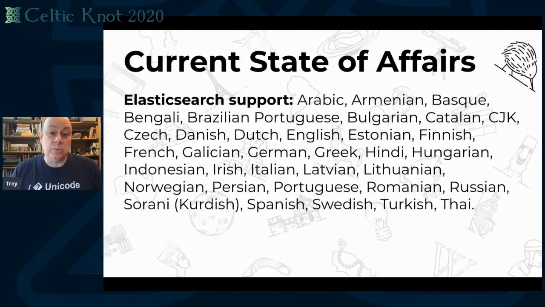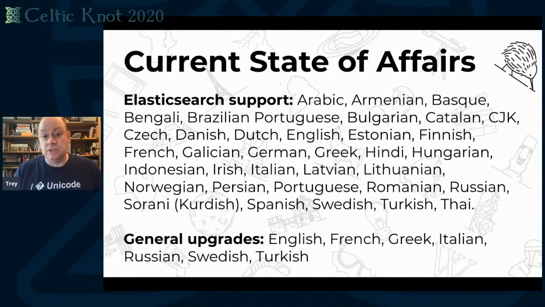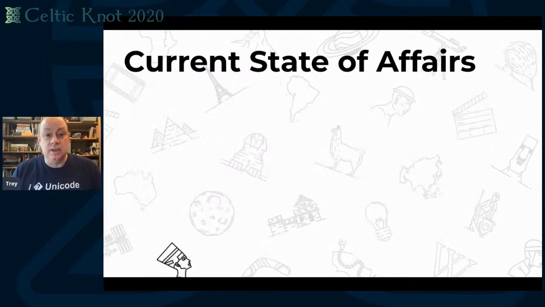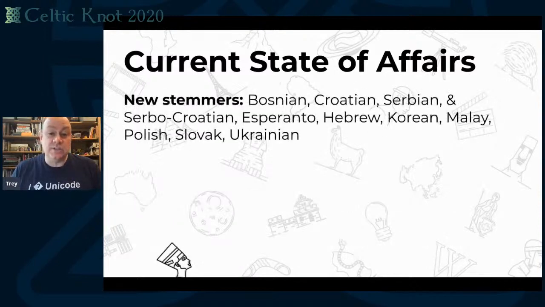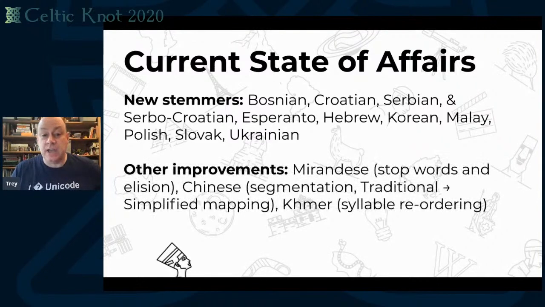The search engine we use on Wiki is called Elasticsearch, and it comes with some support for a few dozen languages, and these can be customized, which we have done in a few cases. Over the last few years, I've added stemming support for several more languages, mostly by adapting existing open source stemming software. I was able to add stop words and elision support for Mirandese, which is a language spoken in Portugal, because I was able to work with a volunteer in that community.